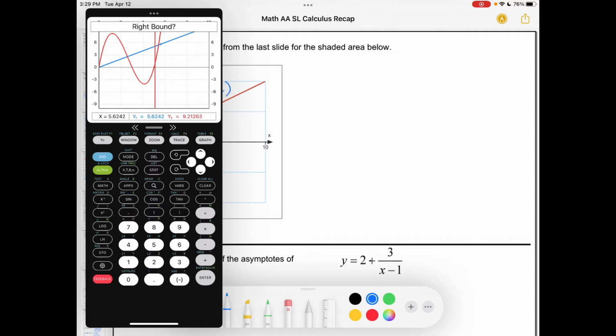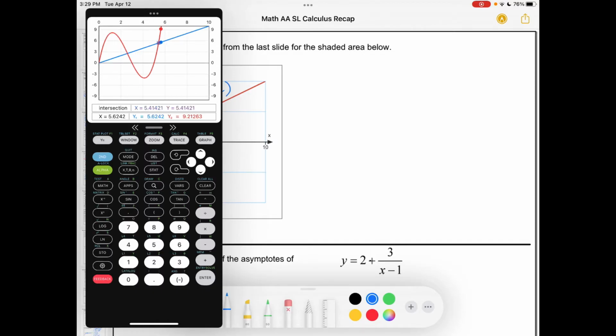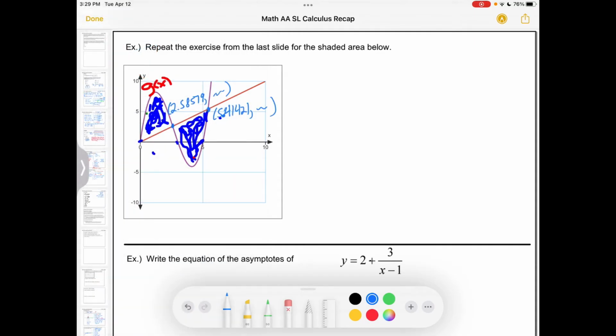Left bound, right bound, in purple it tells me 5.41421. And the y value will be the same, but I don't really care about the y value. Here's the rub in this case: the roles of the function change.